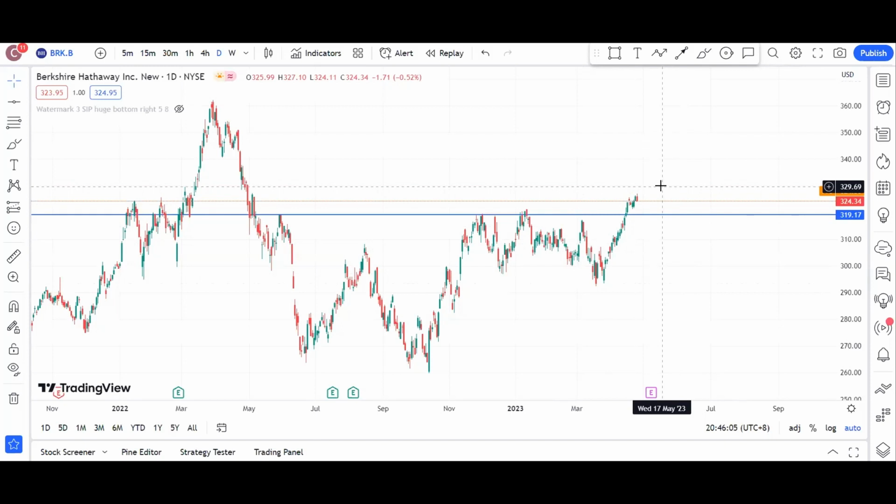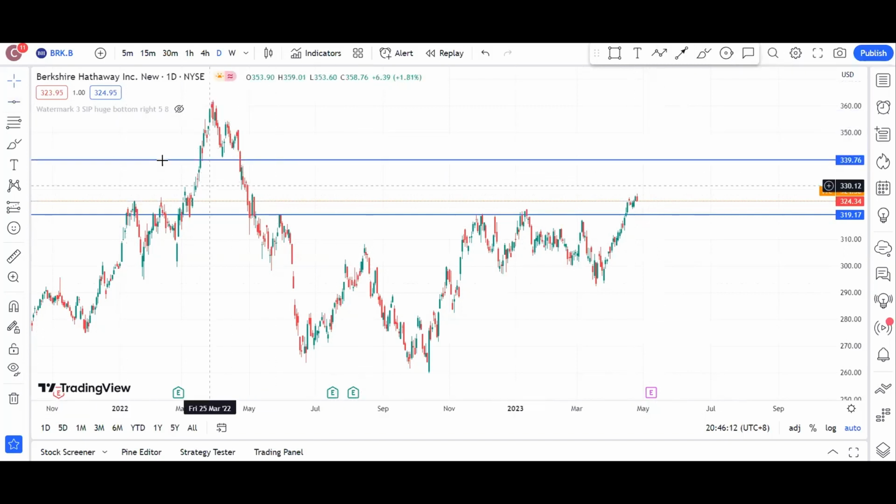So that's for Berkshire. Then of course, if you are looking at the immediate next level, we should be looking at somewhere around 339, 340, because that's where initially there was an upward movement that failed, so there is somewhat of a support resistance flip around the 339, 340 price level.